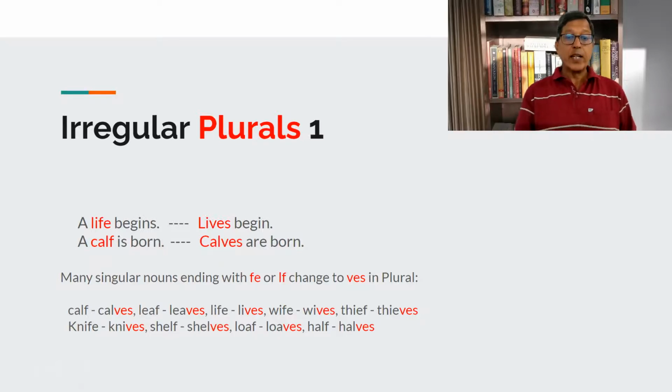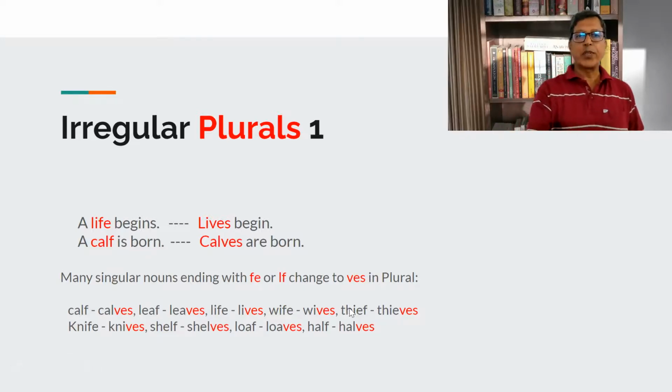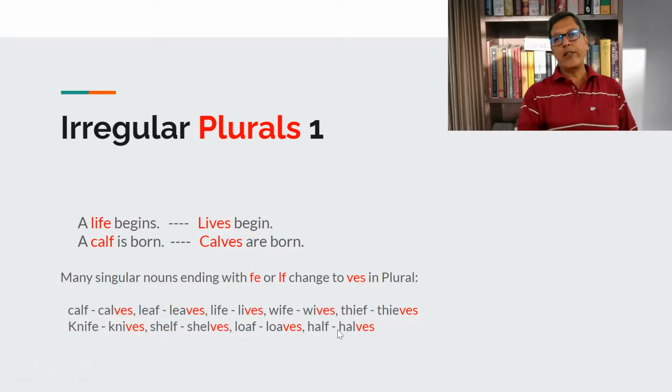So what is the rule? Many singular nouns ending with FE or LF change to VES. In fact, in LF, it changes to LVES. And a list has been given here: calf, leaf, life, wife, thief, knife, shelf, loaf, half, etc.